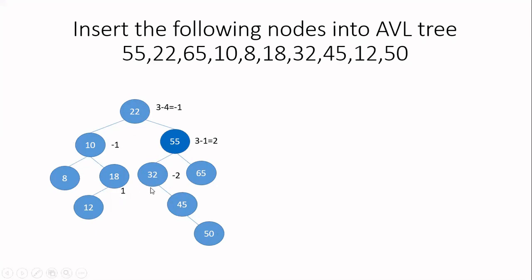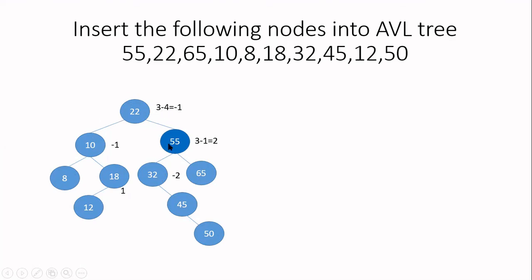Let us focus on this 32. For 32, there is no left subtree, so 0. For the right subtree, we have two links. So 0 minus 2, it is minus 2. Then for 55, in the left subtree, we have totally 3 links. In the right subtree, we have 1 link. So 3 minus 1, it is 2. Then for 22, in the left subtree, we have totally 3 links, connecting 22, 10, 18, and 12. That is the longest path. We have one more path also, but we are considering only the longest path. In the right subtree, we have two paths. Considering the longest path, that is connecting 22, 55, 32, 45, and 50, we have the height as 4. So now 3 minus 4 is minus 1.